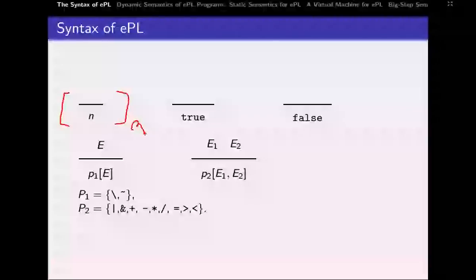And then we're going to have a bunch of operators. So we're going to have two types of operators, unary and binary, right? P1 is the set of unary operators, and P2 is the set of binary operators. And we're going to adopt a somewhat strange syntax that has square brackets.